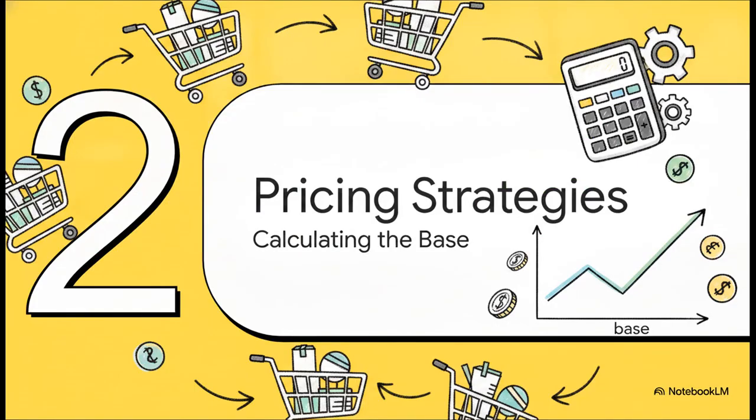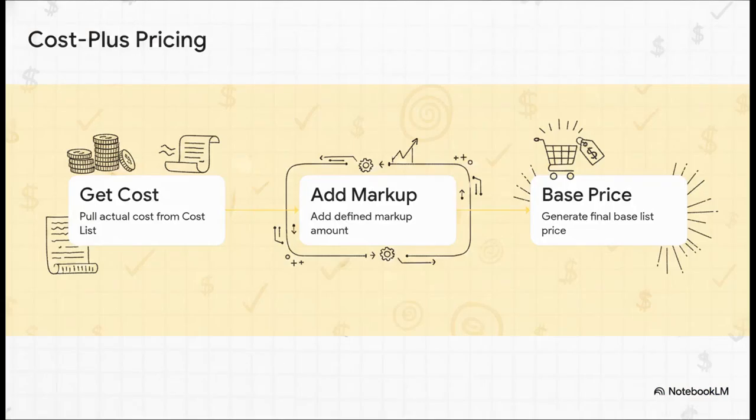Moving right along to part 2, strategies for pricing orders, or calculating the base. Now that we've captured our items, we hand things over to the pricing engine to figure out the base list price of our order. Using a cost-plus pricing strategy, the system automatically goes out, pulls the actual cost from a predefined cost list, and simply adds your defined markup. This generates the base list price before any tricky math or complex discounts even happen.